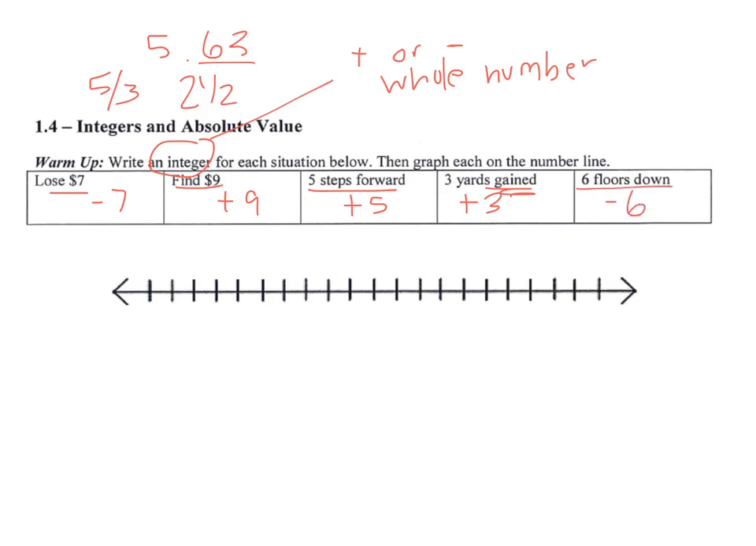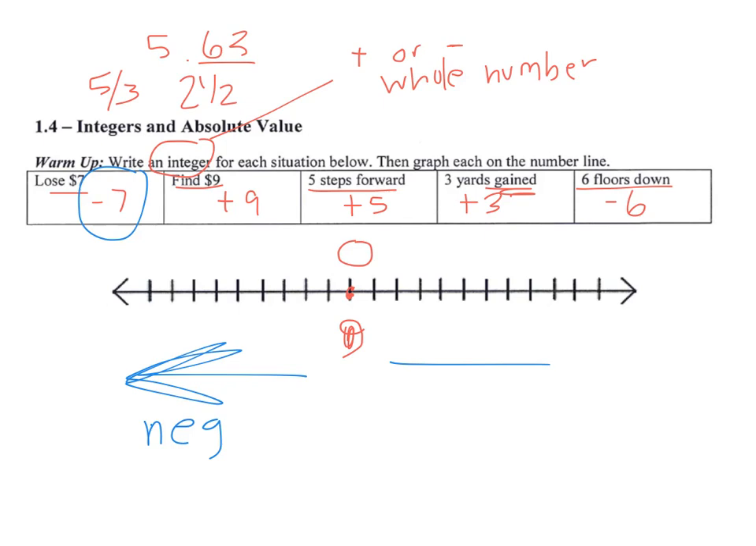So the second part is to graph these. First I'm going to put 0 in the middle on the number line. Oops, I put 9. So put 0 in the middle on the number line. And I'm going to graph -7. Negative numbers are this way. Positives are on this side of 0. So -7 is 1, 2, 3, 4, 5, 6, 7 over here, -7.